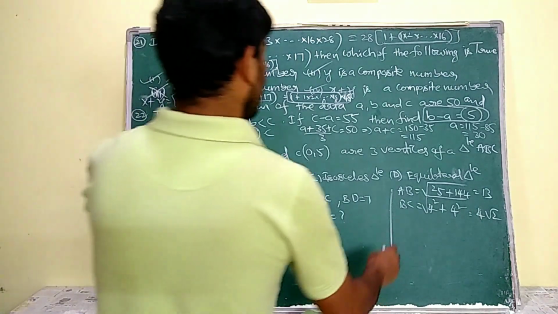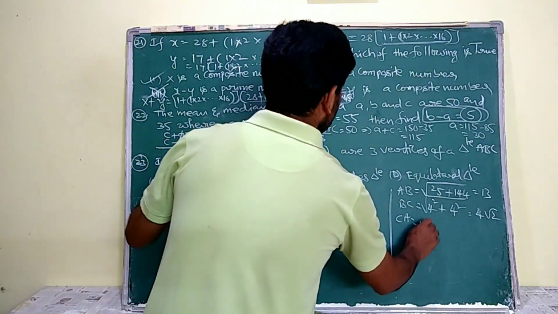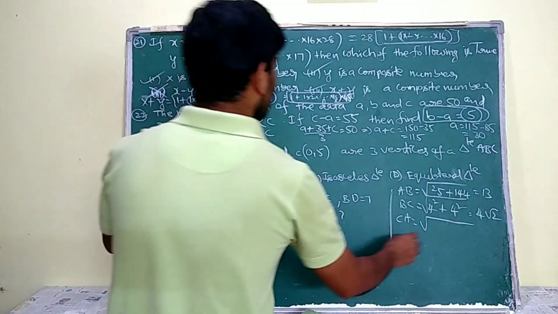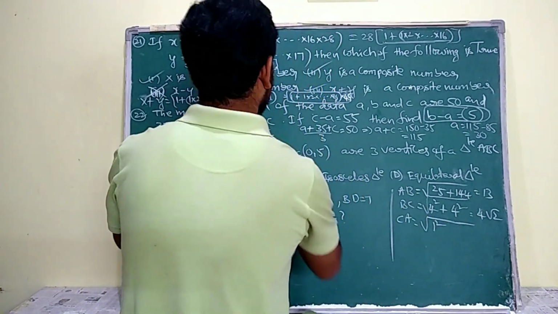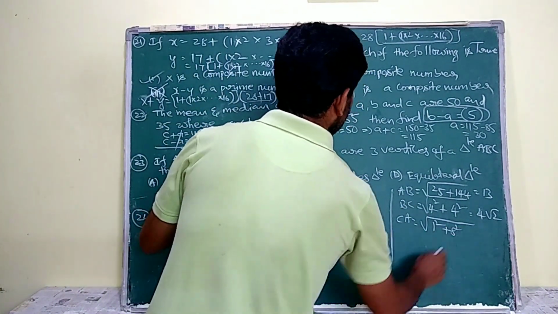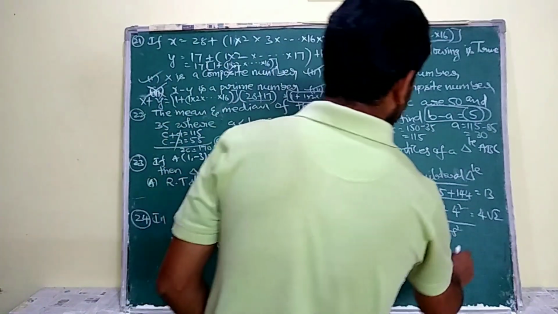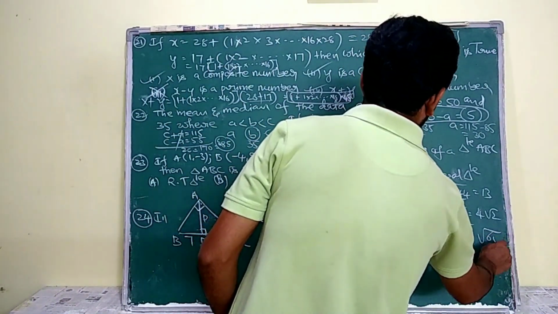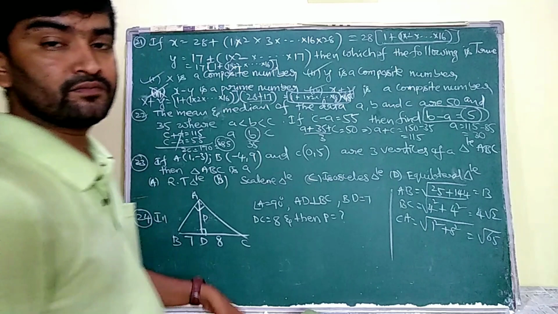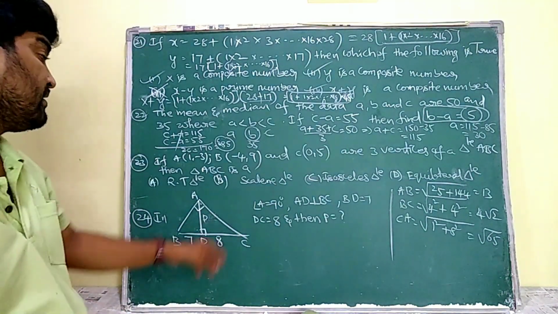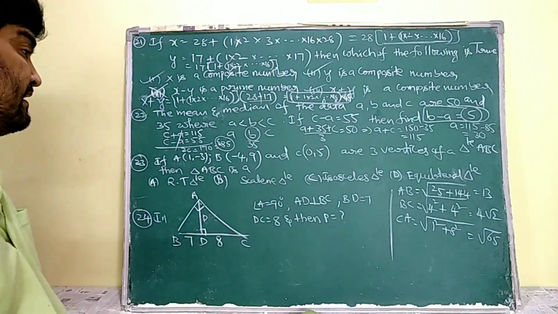Find CA, or AC. CA means 1 square plus 8 square, that is 1 plus 64, 65, root 65. All the three lengths are different, so it may be a scalene triangle.